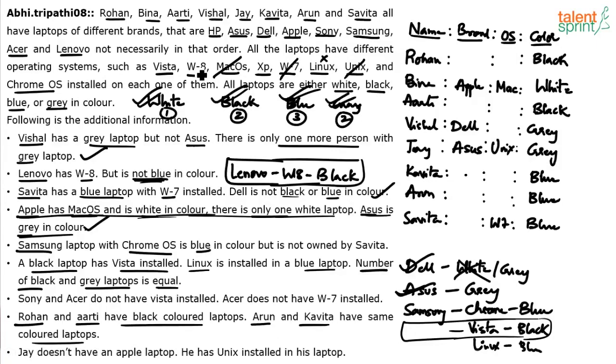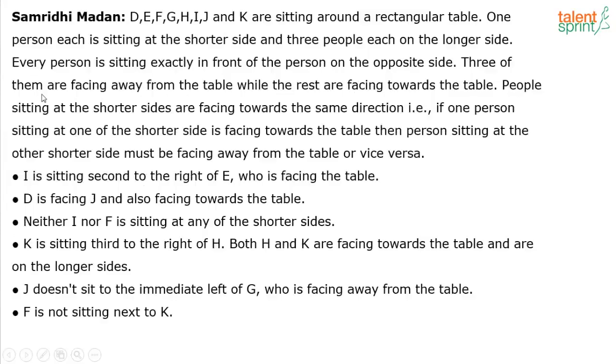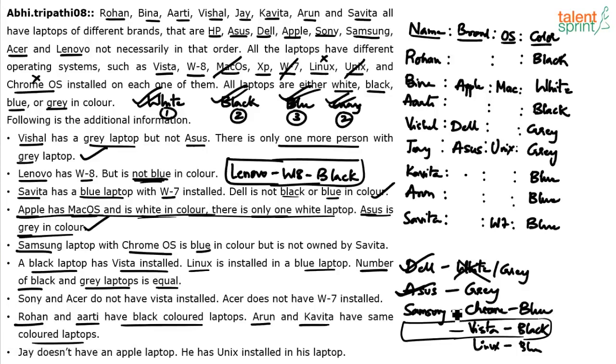For Vishal, Linux cannot come because Linux is in a blue laptop. Vishal has got a gray laptop. For Vishal, Chrome also cannot come because Chrome is installed in Samsung. Vishal has got a Dell. And for Vishal, Vista also cannot come because Vista is installed in a black laptop. So the only choices Vishal has got is W8 or XP. Anything given with respect to W8? Lenovo has W8. W8 is also in black, so W8 also cannot come. So the only choice Vishal has got is XP. So XP is also fixed now because all others are ruled out. I'll eliminate XP here. So 3 persons are done. Now try to do the other thing.